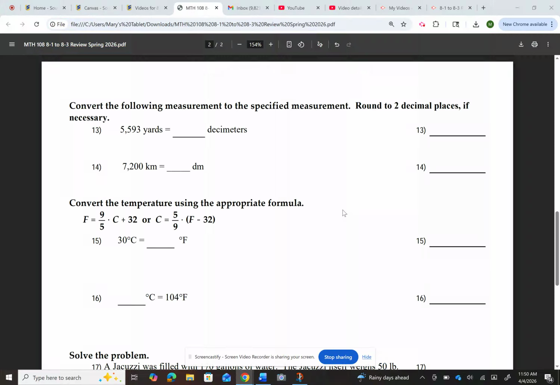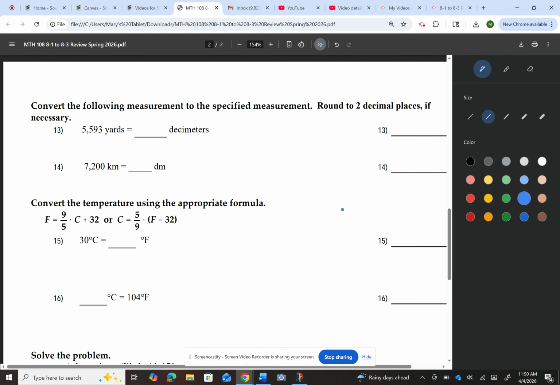All right, so let's continue. We have a couple more conversions to do. This one is having me go from yards to decimeters. So I'm going to think a little bit about that. All right, so yards to decimeters.